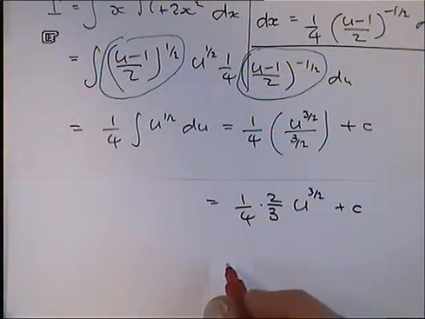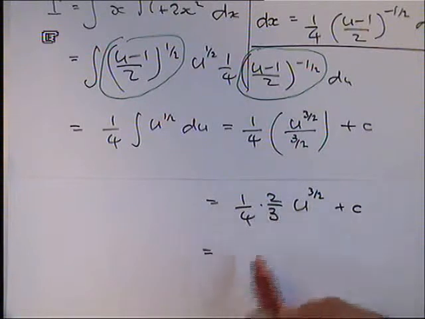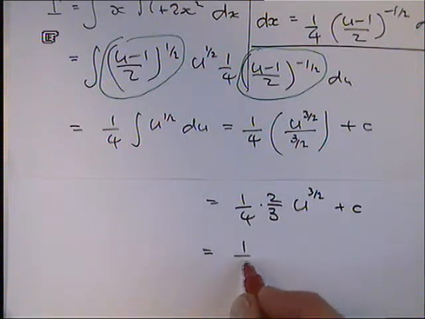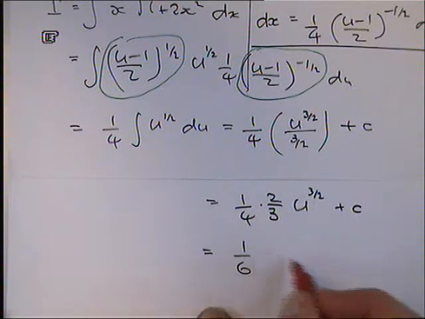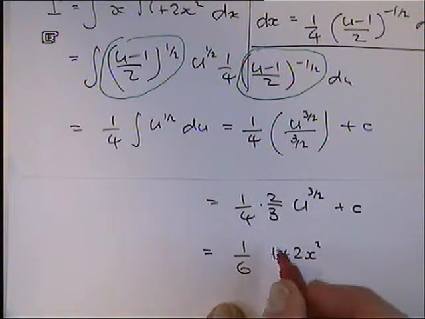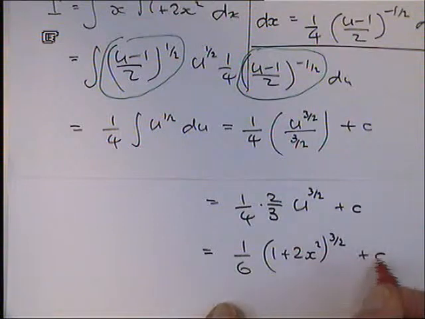We all happy with that so far? How can I simplify the fraction? How can I combine those fractions? 6. Yeah, 2 over 12, which is a 6. I shouldn't be leaving any u's in my answer. I didn't have any u's in my question. U was 1 plus 2x squared. So that is to the power of 3 over 2 plus c.